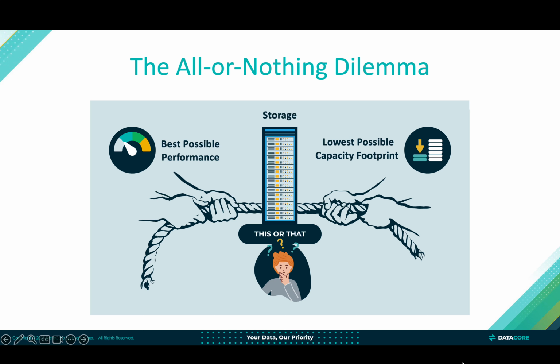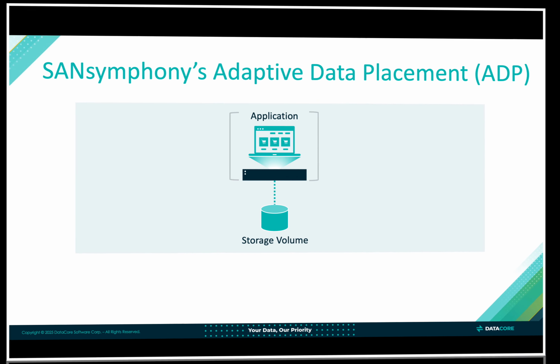Modern IT teams face a constant tug-of-war between performance and capacity. As data grows more complex, it's no longer just about how much is stored, but how often it's accessed and where it lives. Critical workloads demand speed, while dormant data quietly consumes space. Without the flexibility to adapt to shifting data needs, organizations are forced into an all-or-nothing choice: prioritize performance at a high cost, or optimize for capacity and risk slowing down what matters most.